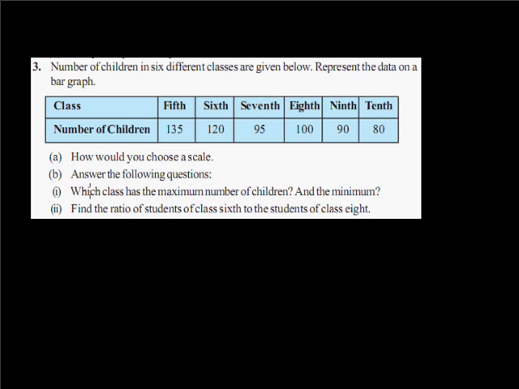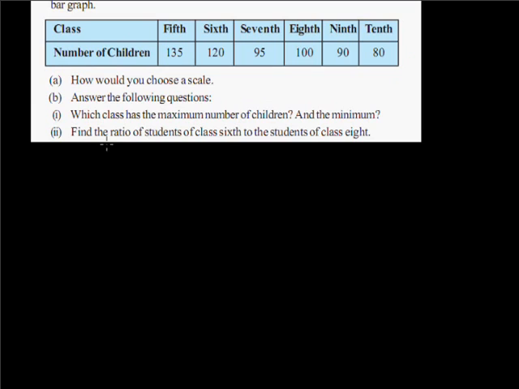Now the last question, that is the third question: the number of children in the 6 different classes is given below. Represent the given data on a bar graph. So we have to represent this given data on the bar graph and then answer these questions also. In the first question, how would you choose the scale? We can choose a scale according to the graph paper available.